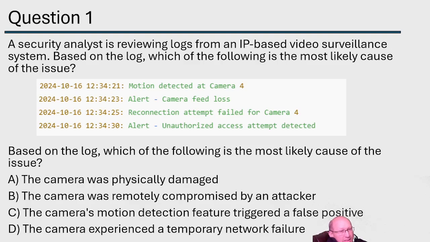We've got this little log here. We see our motion detected at camera 4. We have an alert, camera feed loss. We see reconnection attempt failed. And then we see an alert, right? And so what is most likely the cause of the issue? What do you think? If you need more time, let's pause it.